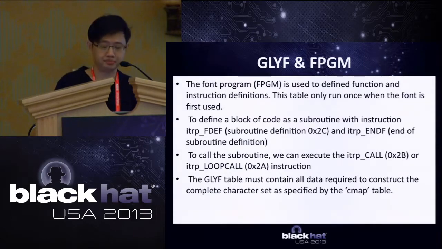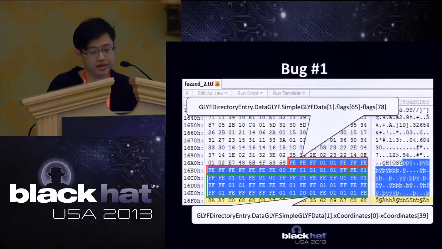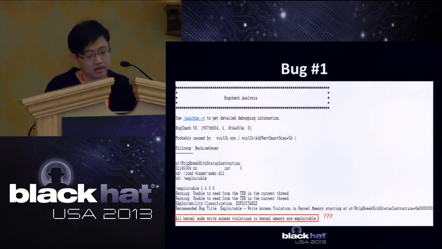The glyf table basically must contain all data required to construct the complete character set as specified by the cmap table. For the first finding, the mutation happened at flag 65 until flag 78 and x coordinate 0 until x coordinate 39. The mutated flag values and x coordinate values will be processed in the function fsg_ExecuteGlyph, and the controllable x coordinate value in the function will cause the copying process to overwrite non-paged area kernel memory. And as you can see, the WinDBG extension exploitable plugin does not help with anything in reverse engineering.